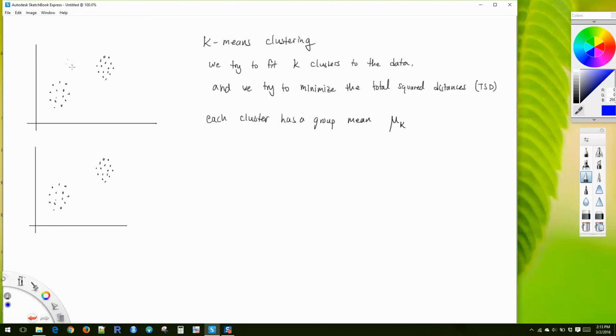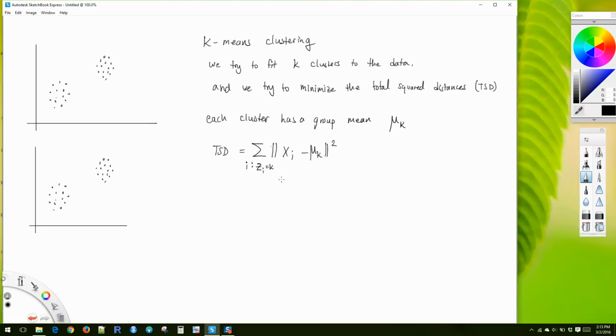So each group has a mean mu sub k, and what we're going to try to do is minimize the total square distances. The total square distances will be defined as the sum of each x sub i from the group that it belongs to, and we add this up for all i's within some z sub i that is equal to k.